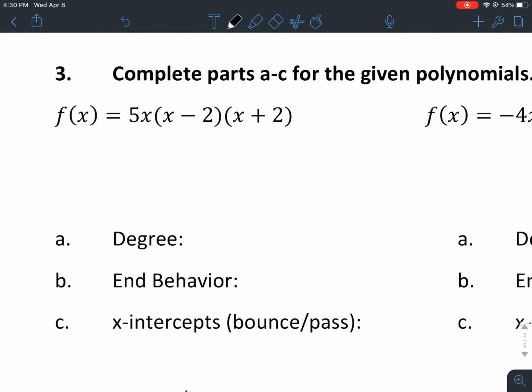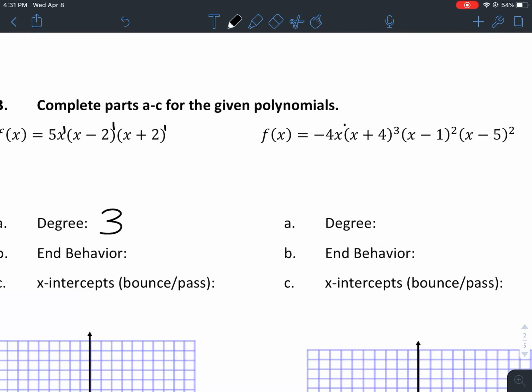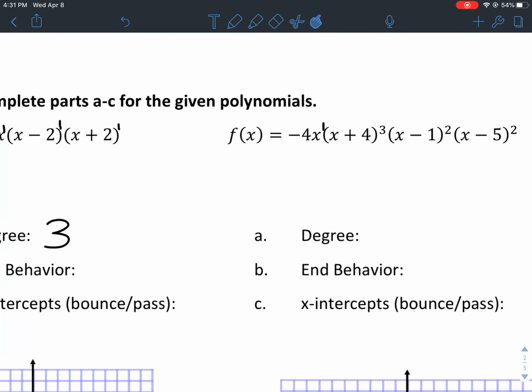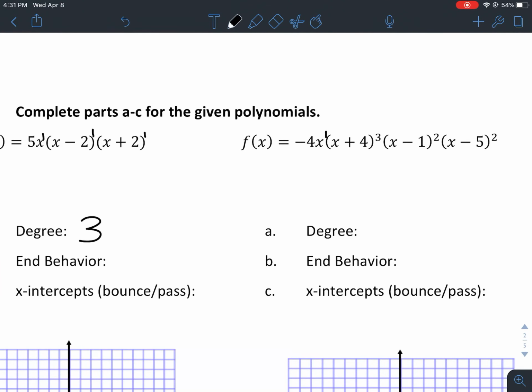And this one has an invisible 1 exponent, this one has an invisible 1, and same with that. If we add them all up to find the degree, when you have something in factored form, you add up all the exponents. 1 plus 1 plus 1 is 3. If I do that in the next one, notice I have an invisible 1 exponent with that x, and if I add them all up, since it's all in factored form, the degree would be 1 plus 3 plus 2 plus 2. So that would equal 8.